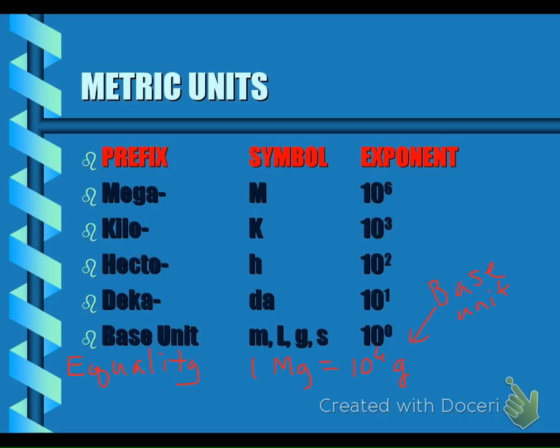Let's take a hectometer. See if you can write the equality that would relate a hectometer to its base unit. Please write in your notebook. Hopefully you wrote 1 hectometer equals 10 squared meters.